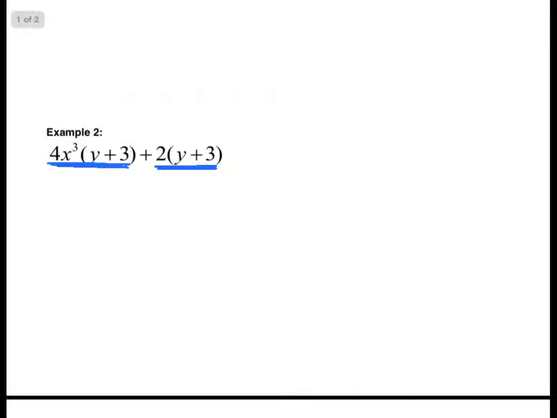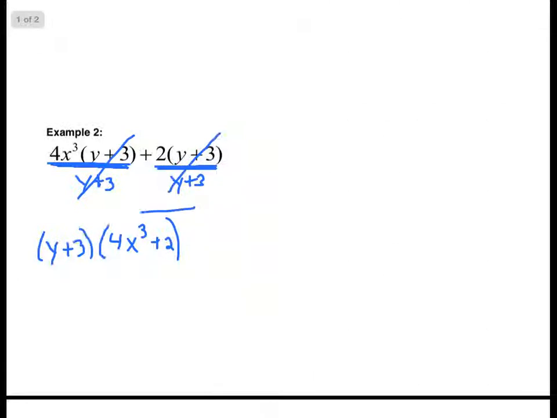So now, what do they have in common? Well, you can see that they have in common the y plus 3 and the y plus 3. So we're going to divide that out. Remember, when you divide it out, you put it in front. That's divided out. That's divided out. Well, what do we have left? We have 4x cubed plus 2. And this is going to be my answer.